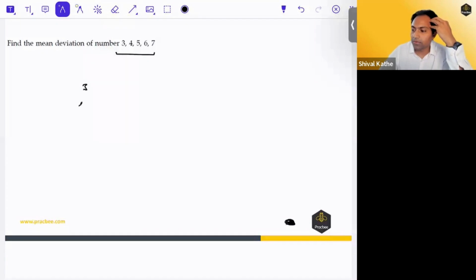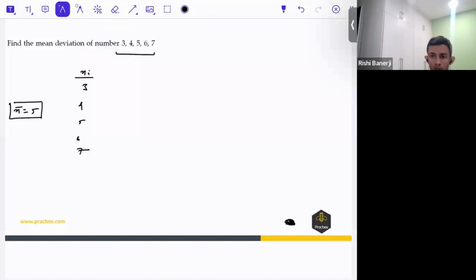ठीक है, तो 3, 4, 5, 6, 7. This is xi, है ना? X bar if I find out, in this case will be 5.